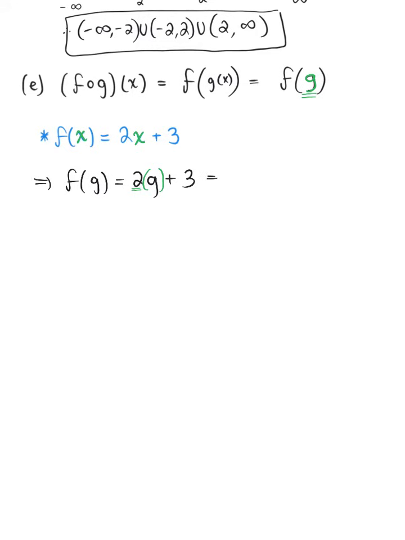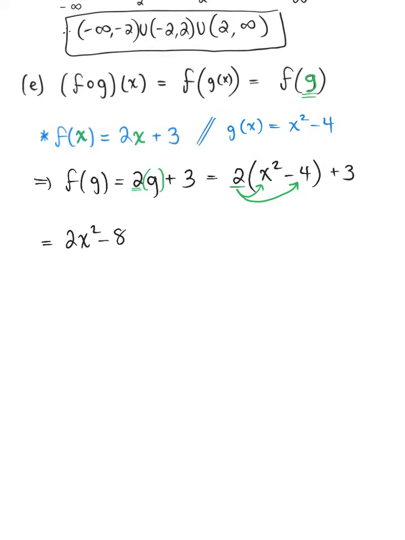So now we can go ahead and we'll plug in that g function. Remember that g of x is defined here as x squared minus 4. So plugging that in, this is now 2 times x squared minus 4 plus 3. And we can simplify. We can go ahead and distribute 2 through to both terms. And this becomes 2x squared minus 8 plus 3. And we can combine those two like terms. We have negative 8 plus 3 for a beautiful final answer of 2x squared minus 5.